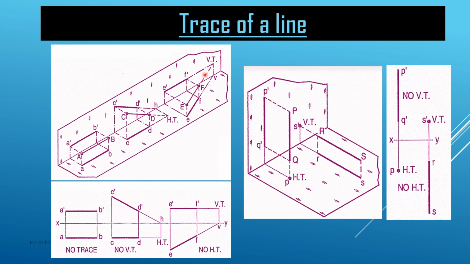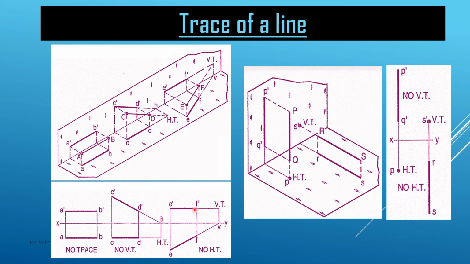Now how do we get it? We extend this EF line, the horizontal projection of this line, and it is meeting at point V. From this V point we draw the projectors, and where these projectors are meeting the extension line of E dash F dash, there we are getting the vertical trace. So this is shown in this figure.